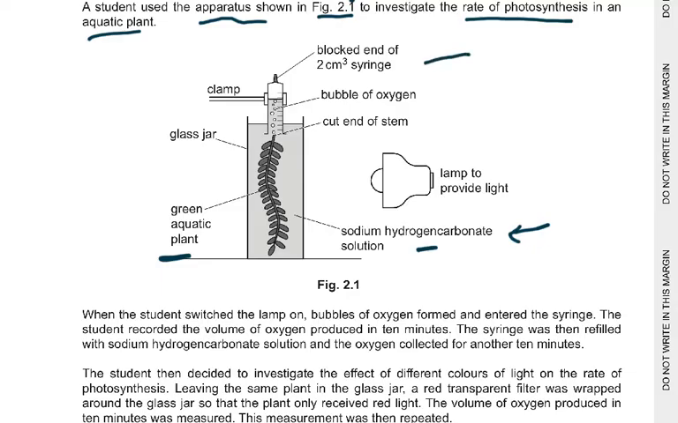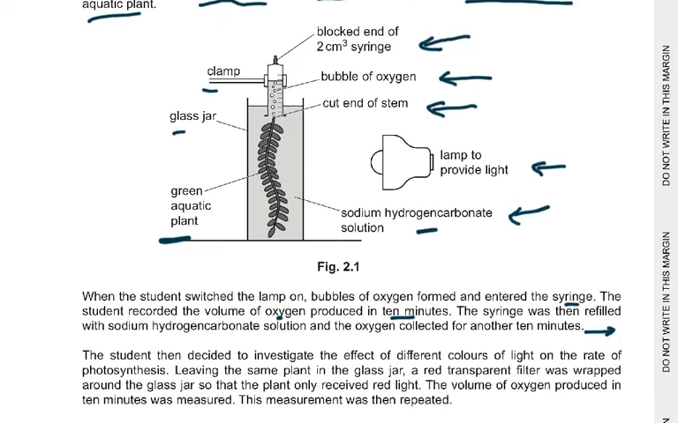There is a blocked end of a 2 centimeter syringe, there's a bubble of oxygen, there's a cut end of the stem, there's a clamp, there's a glass jar, and there is a lamp to provide the light, and there is the sodium hydrogen carbonate. When the student switched the lamp on, bubbles of oxygen formed and entered the syringe. The student recorded the volume of oxygen produced in 10 minutes. The syringe was then refilled with sodium hydrogen carbonate solution, and the oxygen collected for another 10 minutes.